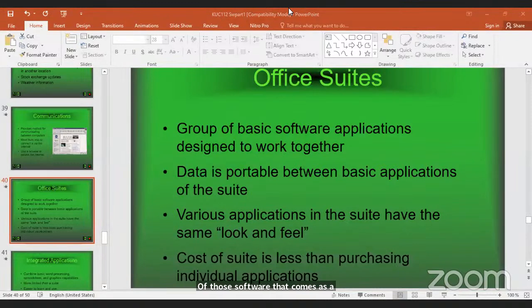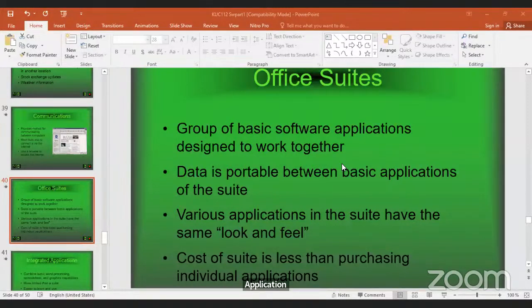So you buy one software that comes with packages like Microsoft Office. To buy Microsoft Office, you'll be able to access Microsoft Word, Publisher, PowerPoint, Excel, Access. So Office suites are groups of application software that are designed to work together, and you can move data from one application to another application.